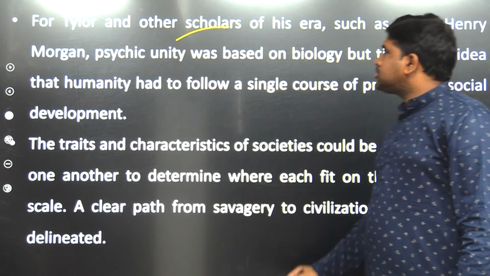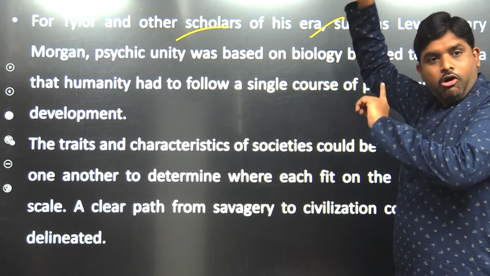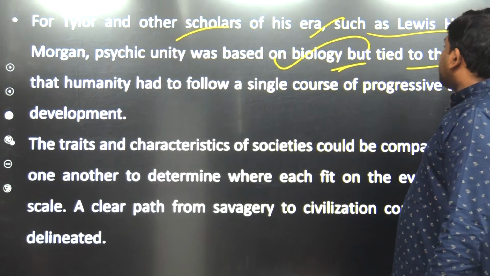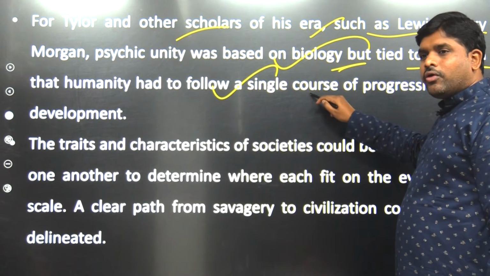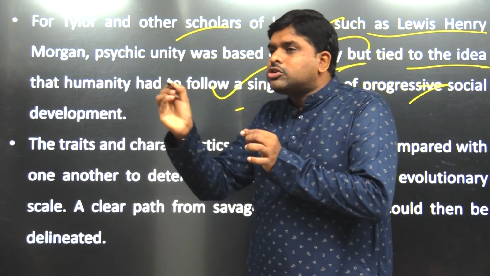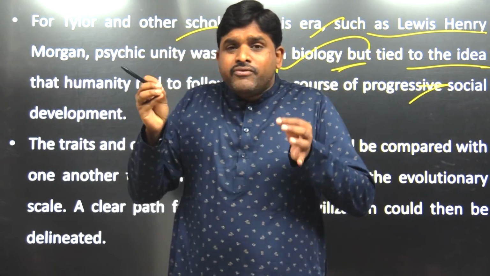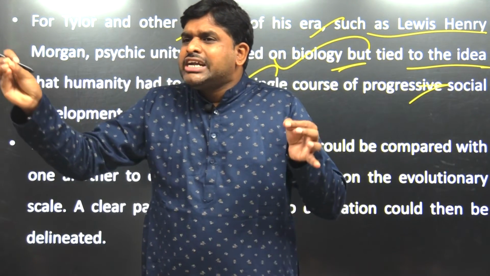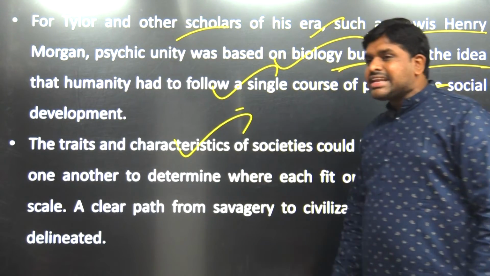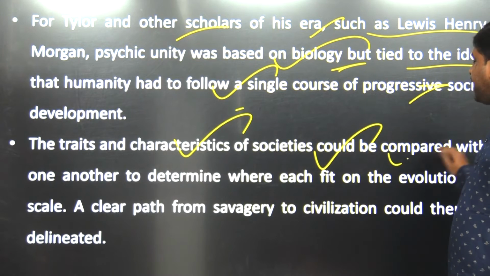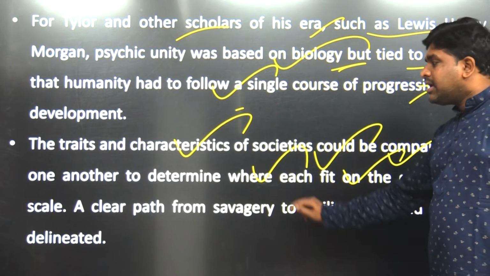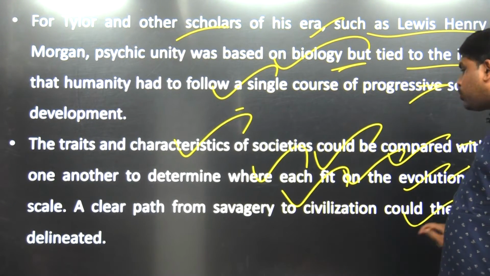For Tylor and other scholars of his era, such as Lewis Henry Morgan, psychic unity was based on biology, but tied to the idea that humanity had to follow a single course of progressive social development. When a single progress of social development is possible, when there is the same format of environment, the traits and characteristics of societies could be compared with one another to determine each one's fit on the evolutionary scale. A clear path from savagery to civilization could then be delineated.